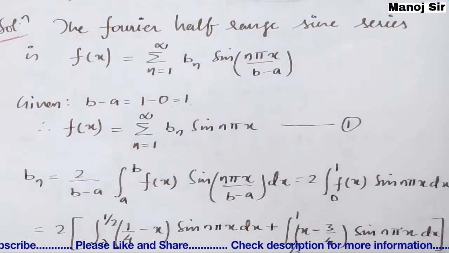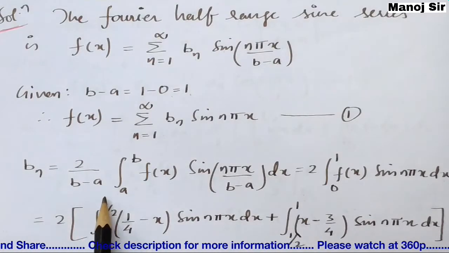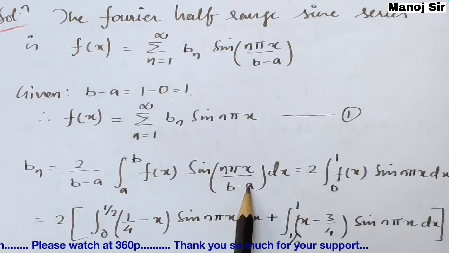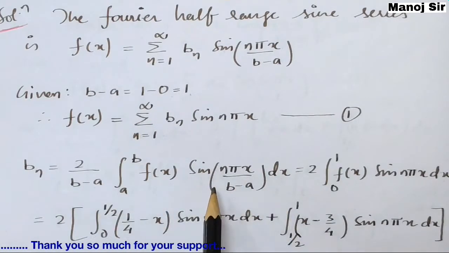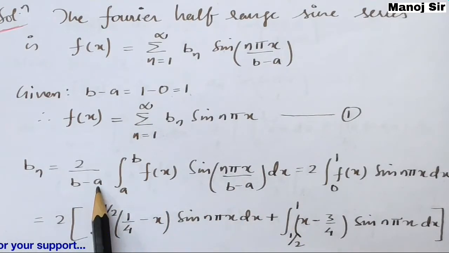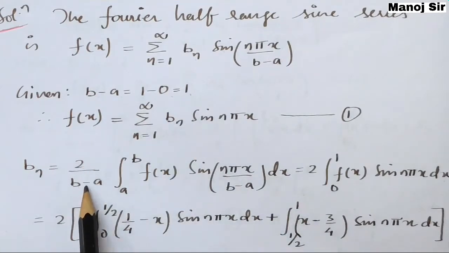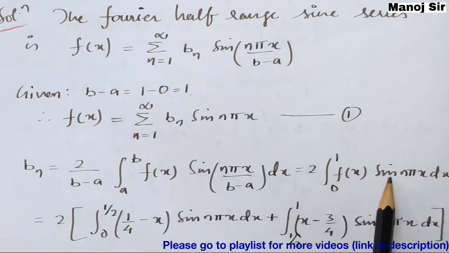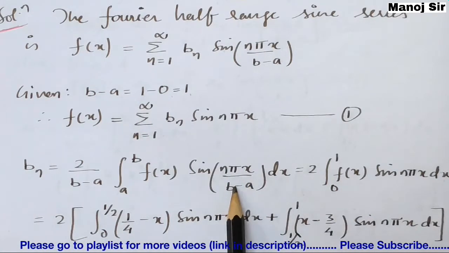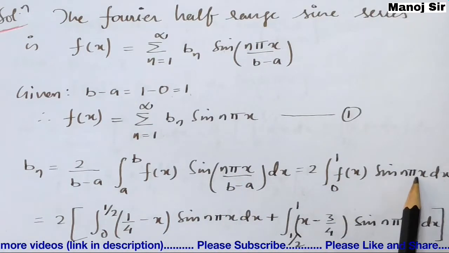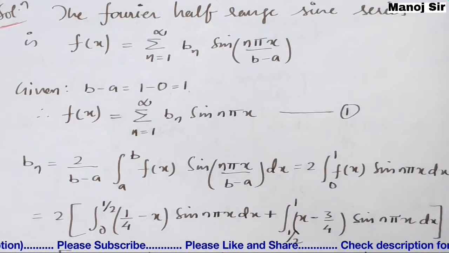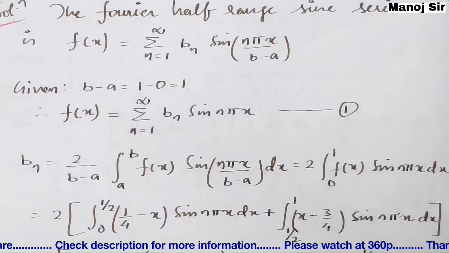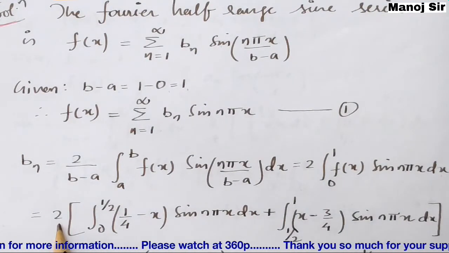As we know, bn equals 2 upon b minus a, integration from a to b of f of x sine n pi x upon b minus a dx. This is the general formula. Since b minus a is 1, this is 2 upon 1, that is 2, integration with limit from 0 to 1 of f of x sine n pi x dx.